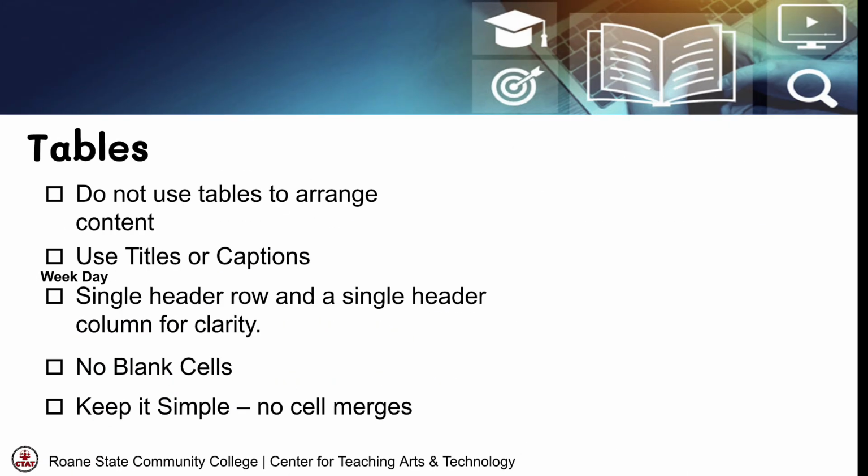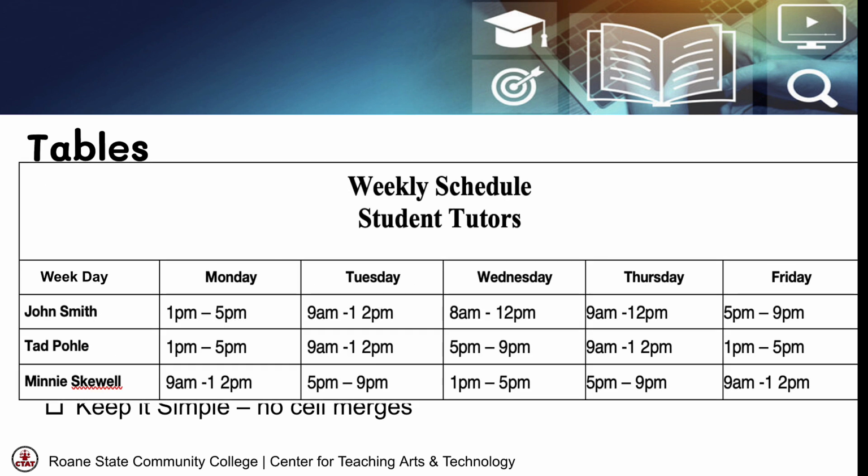So next is tables. Tables are great for showing data, but they can become confusing very fast for a page reader. So only use them for actual data, not for laying out the content of your page. You want to stick to a single header row. Let's look at an example. And a single header column. Avoid merged or blank cells and give your table a simple title or caption.